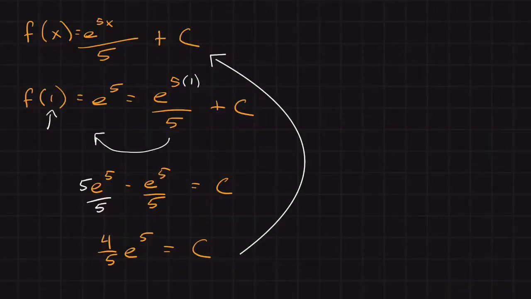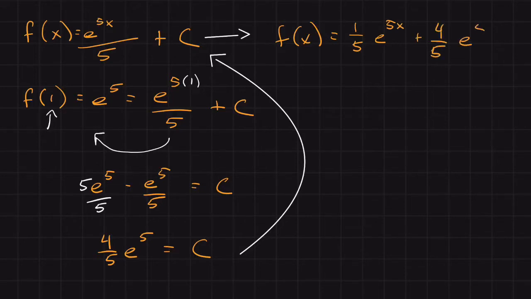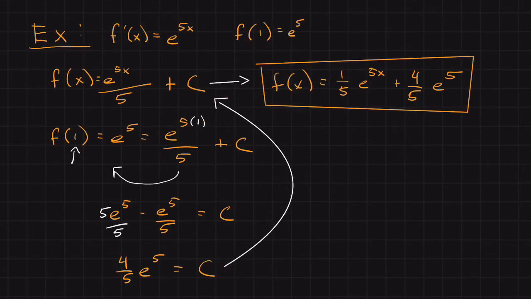We can plug this back into the general solution. We can substitute this value into the c inside of the general solution. That would give us f of x is equal to 1/5 e to the 5x plus 4/5 e to the 5th. We first found the general solution for f of x. Then we used the initial condition to find specifically what c is equal to. After substituting that into the general solution, we then found the particular solution for f of x.